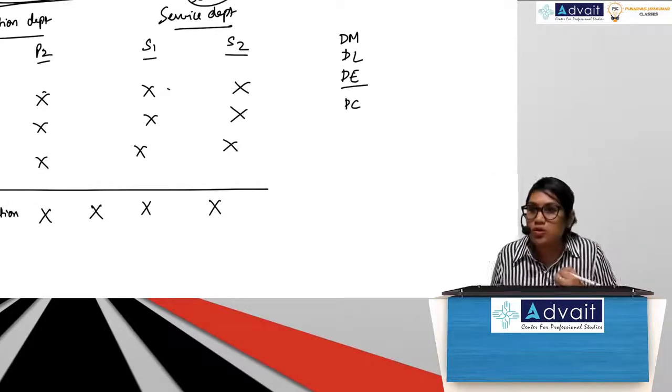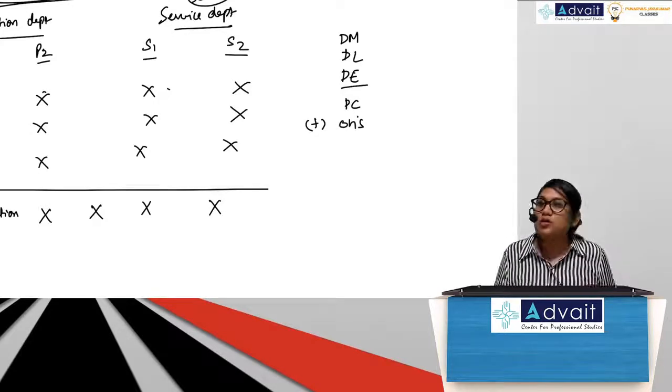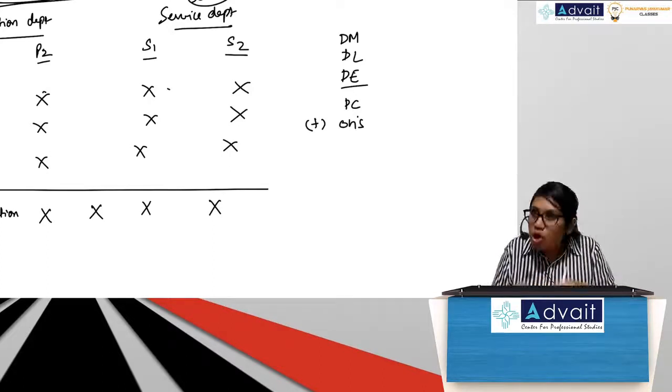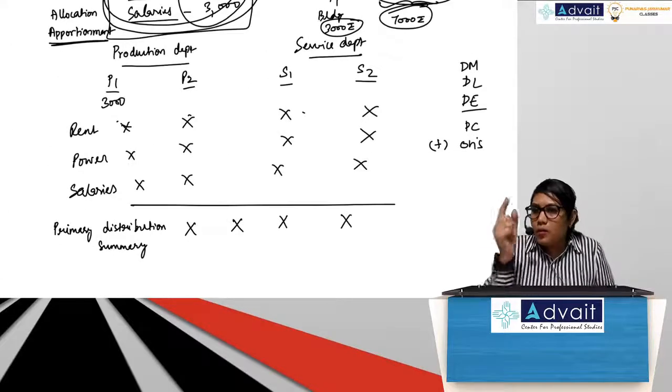I get prime cost. Now I need to add overheads to this. How will I add overheads? To add overheads I need to do something. Okay, so let's assume one bench.